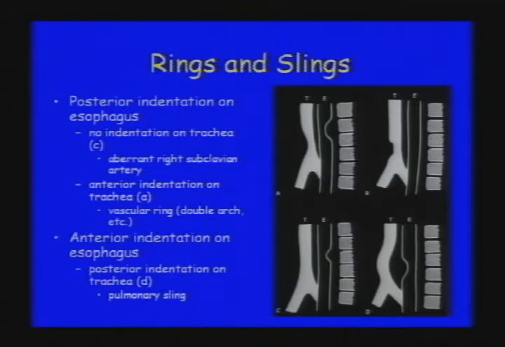Rings and slings. This is a favorite board topic, and it is a topic of real life as well. When you do upper GIs on babies, we always look to see if there's any indentation on the esophagus. If there is posterior indentation on the esophagus and anterior indentation on the trachea, you think about a vascular ring, the most common of which is a double arch. If there is posterior indentation on the esophagus but no indentation on the trachea, that's usually an aberrant right subclavian artery. The pulmonary sling we've talked about, where there's posterior indentation on the trachea, anterior indentation on the esophagus. The fourth pattern, where there's only anterior indentation on the trachea, is probably a normal variant.